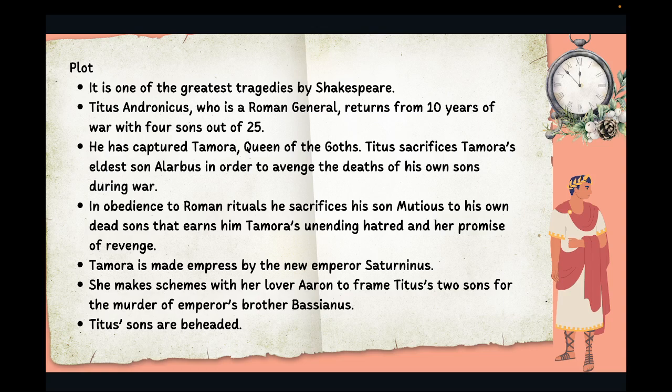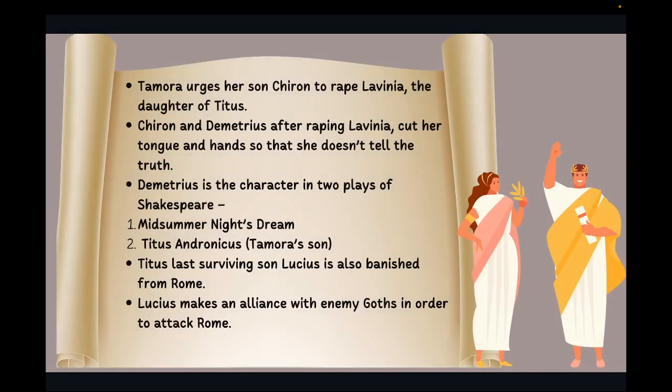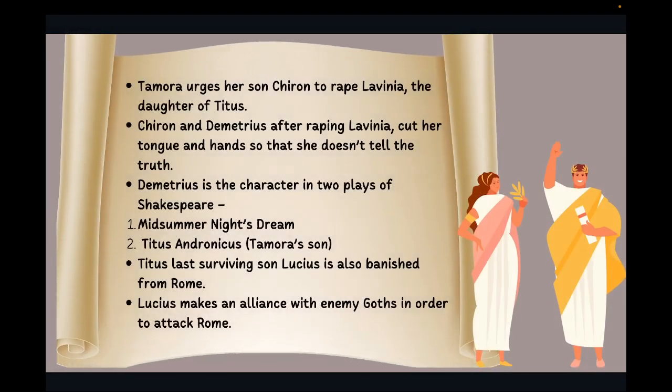Tamora is made empress by the new emperor Saturninus. She schemes with her lover Aaron to frame Titus's 2 sons for the murder of the emperor's brother Bassianus, and Titus's sons are beheaded. Tamora urges her son Chiron to rape Lavinia, the daughter of Titus.